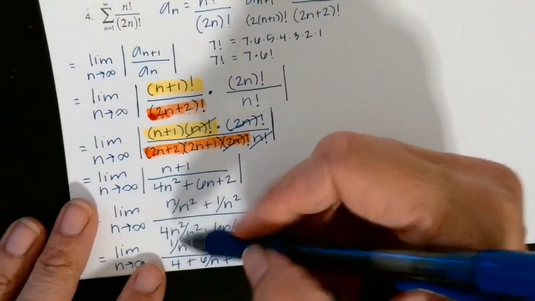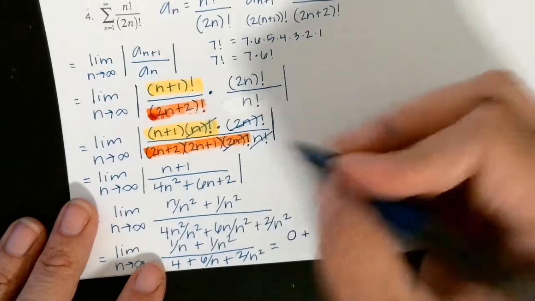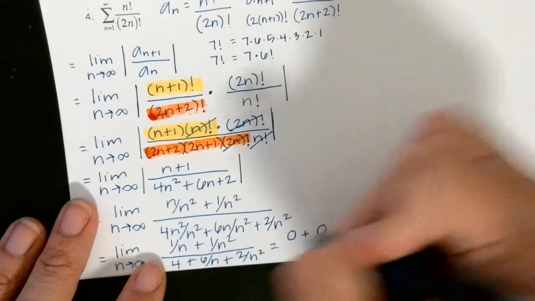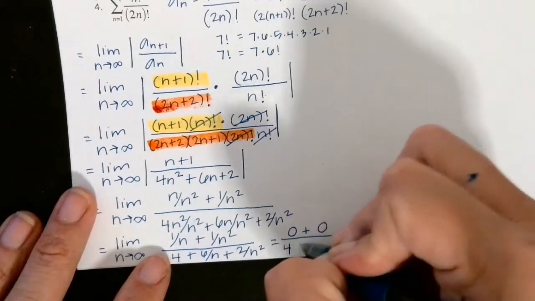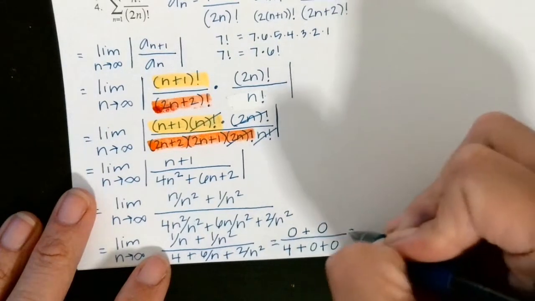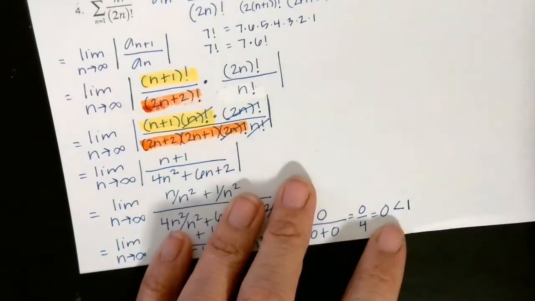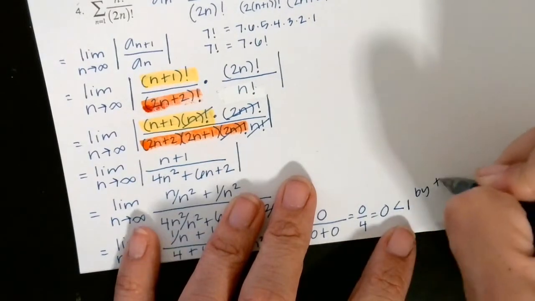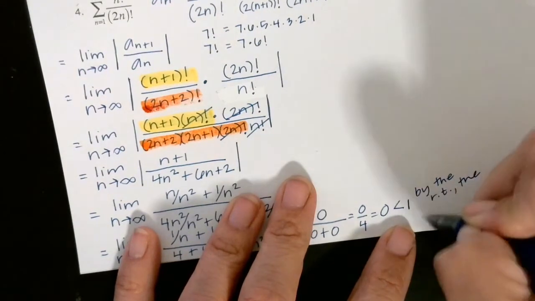1 over n is just going to go to 0 because it's going to get smaller and smaller. And so is 1 over n squared. And then 4 is a constant, and the limit of a constant is the constant. And then these are just going to get smaller. So I end up with 0 over 4, which is 0. And then I need to finish this. This is less than 1. So if the ratio is less than 1, we say by the ratio test, the series is convergent.